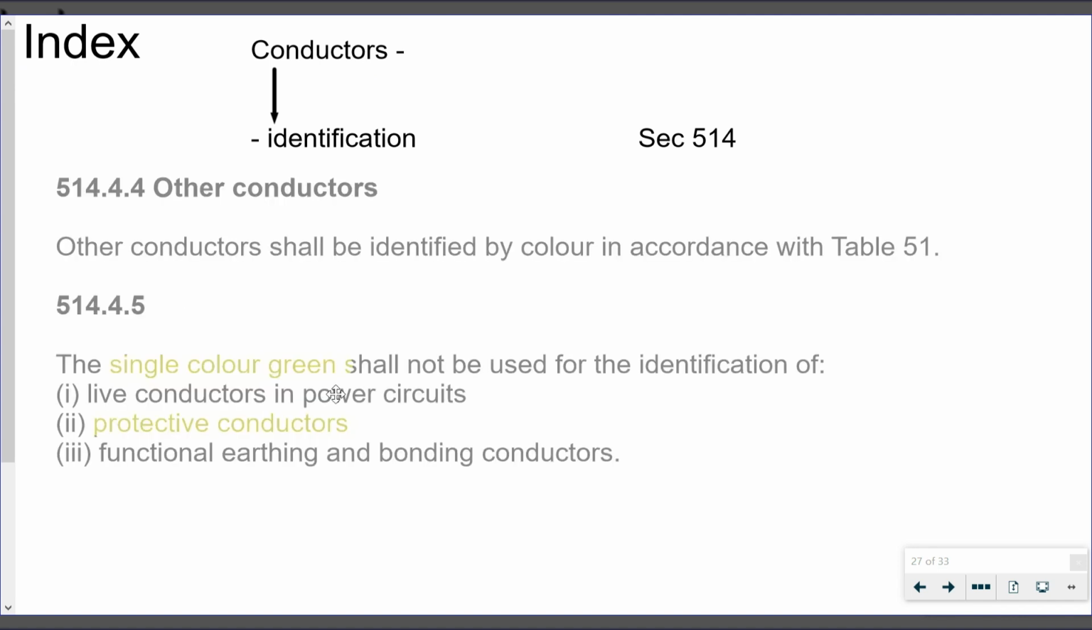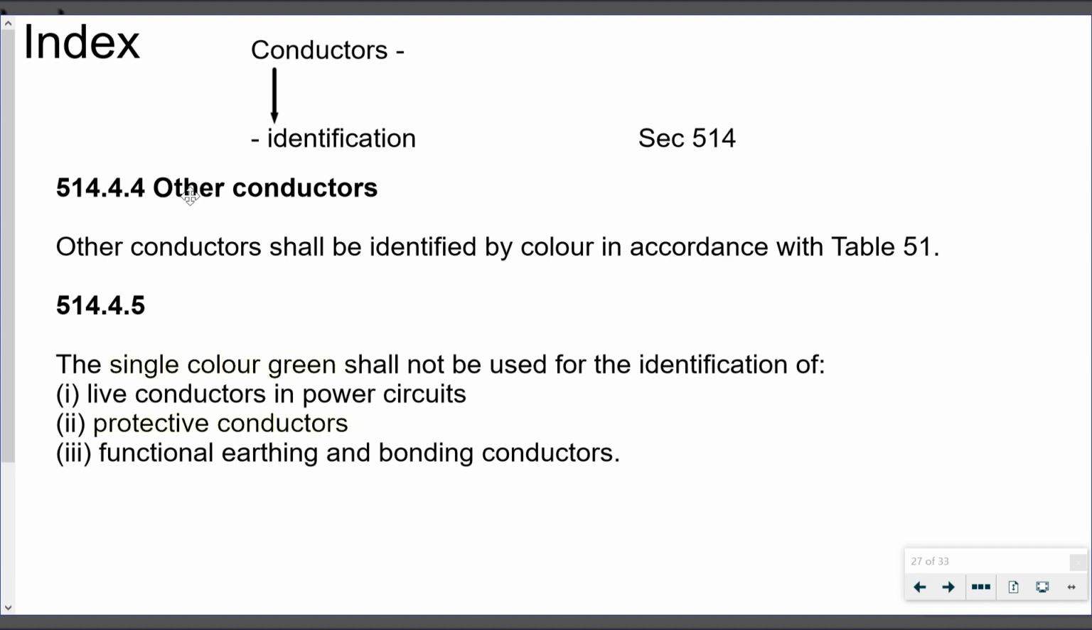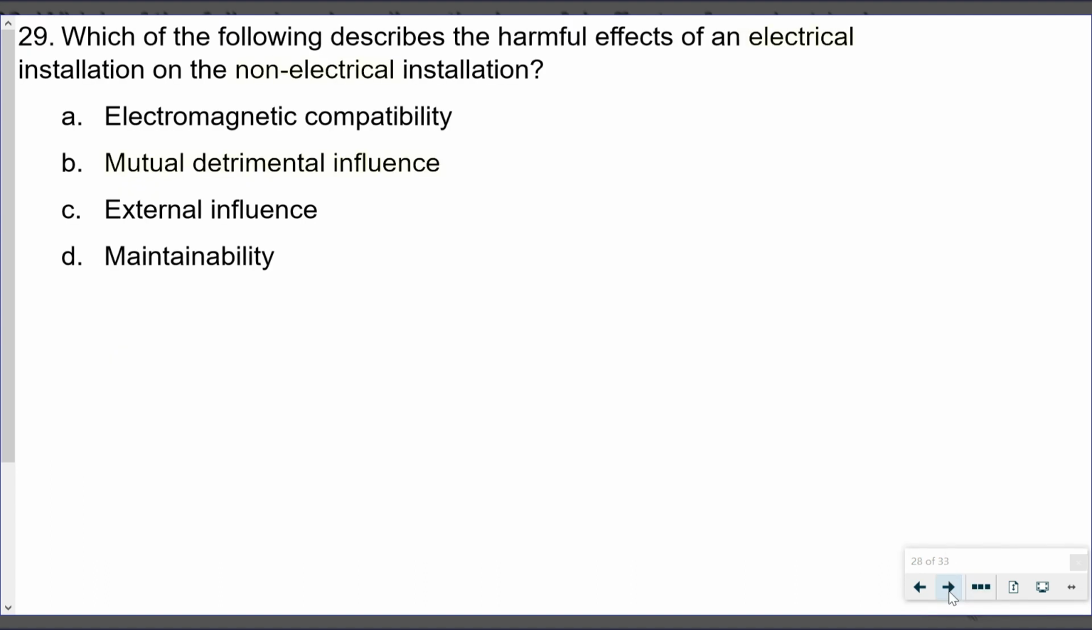Okay, and in 514.4.4 for other conductors tells us that other conductors are going to be identified in accordance with table 51.1, and then 514.4.5, the next one there, talks about the single colour green not be used for identification, and one of the cables there is protective conductors. Okay, so that's our answer.